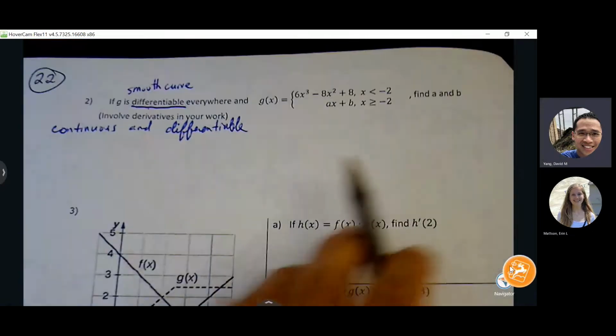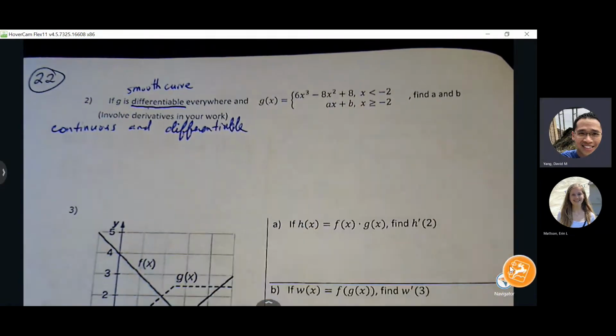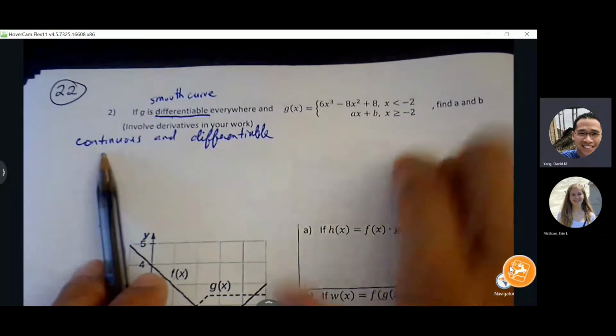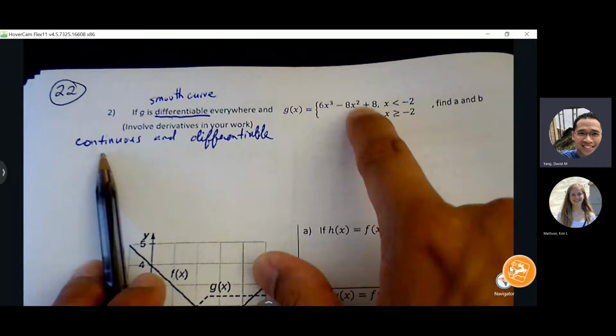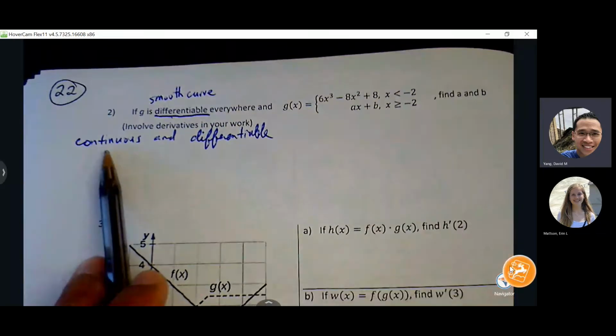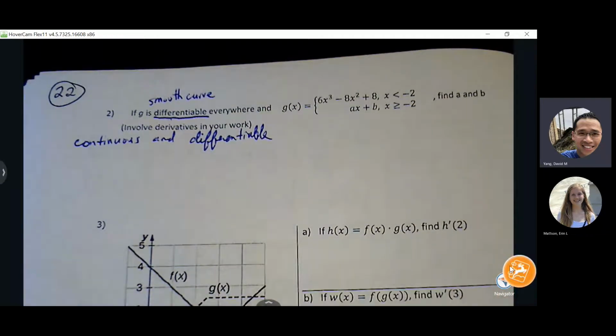So we know that the point in question is at -2, right? You have two branches, and right now we're trying to find a way to get these two branches to meet up. So the continuous portion is that we know these two equations must share the same y value, right? If they don't share the same y value, then these two graphs are not going to end up at the same point.